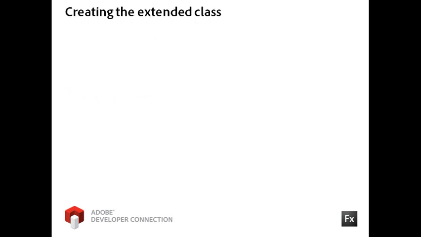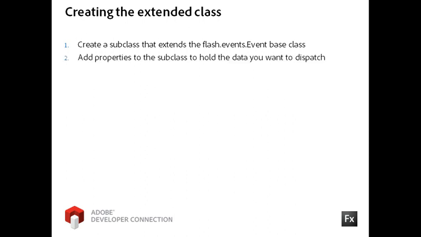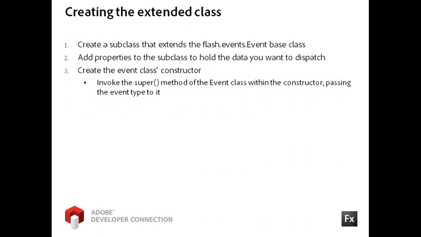You learned how to create ActionScript classes in an earlier video. To create a custom event class, you will first create a subclass that extends the Event class and then add properties to the subclass. These properties will become part of the event object. The class's constructor invokes the super method of the Event class because you want to access all of the functionality of the Event class and simply add a few custom data objects to it.